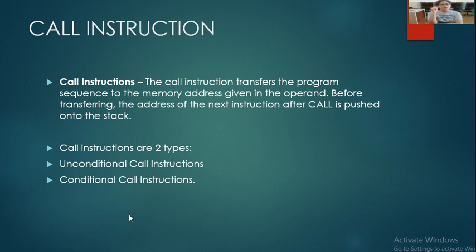Before transferring, the address of the next instruction after the call is pushed onto the stack to save it. I have already told you we use the stack to store intermediate results, intermediate data and instructions also. So it will store the next instruction in the stack. Why does it store the instruction in the stack? Because when it has to go somewhere to perform a task, it will store its own instruction in the stack, and when it comes back, it will get the instruction back from the stack.